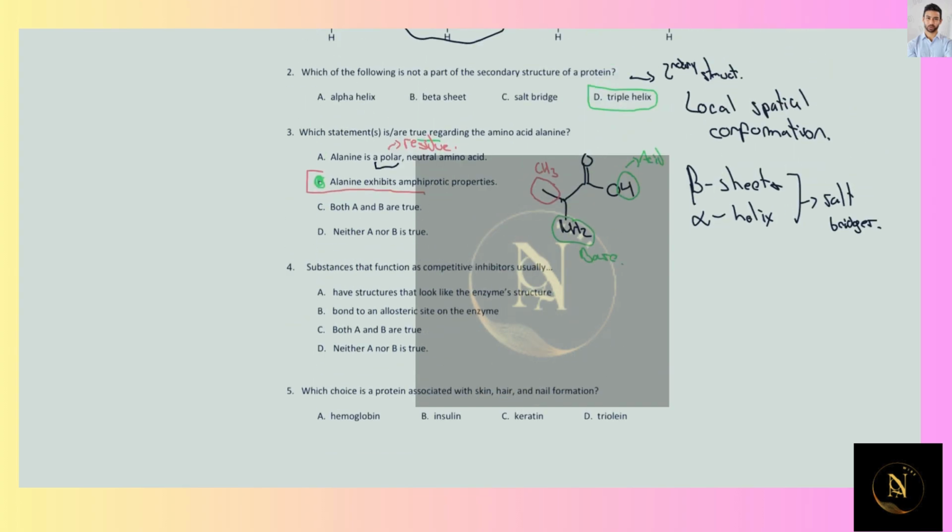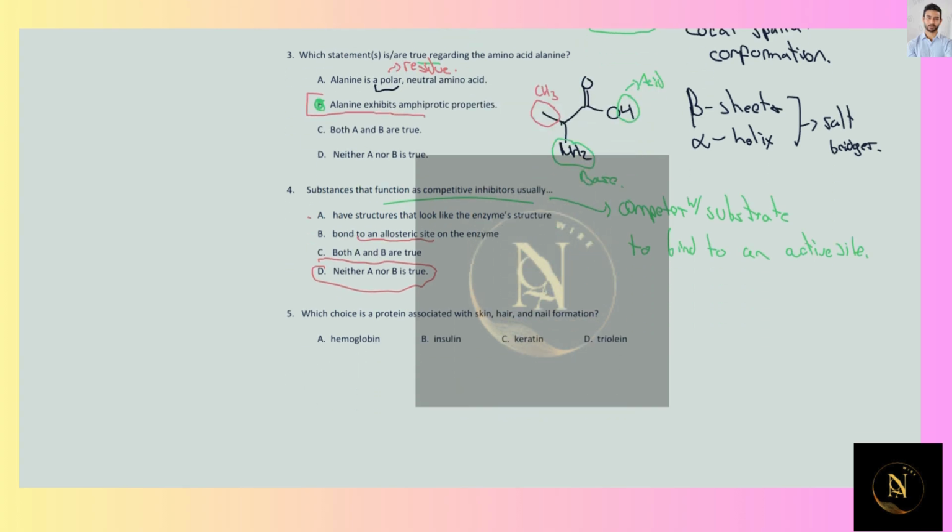Next up, substances that function as competitive inhibitors are going to be usually. So in this case, a competitive inhibitor is going to compete with the substrate to bind to an active site. So in this case, since it is not going to bond to an allosteric site on the enzyme, neither A nor B is going to be true, since A is going to make no sense for this scenario.